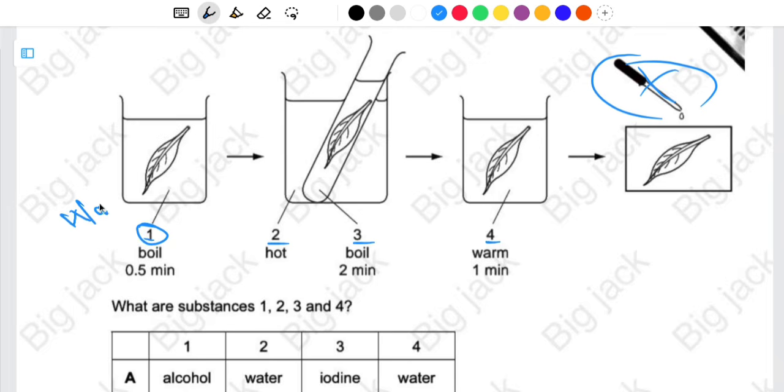So you have to know the purpose of boiling a leaf in water. And then this one 2, it has to be water also. Then we add a leaf in ethanol or alcohol, so it has to be ethanol or alcohol. Then this one here, it has to be water. Then at the end you add iodine.